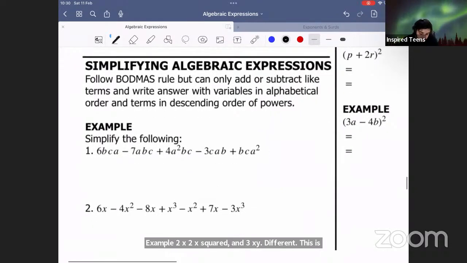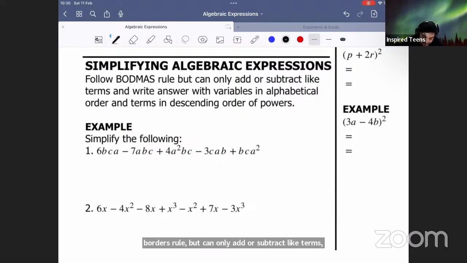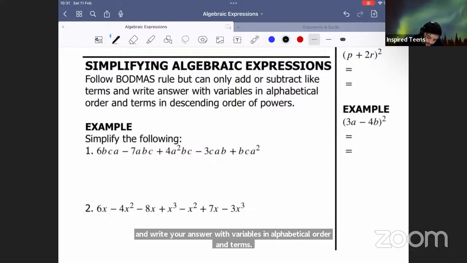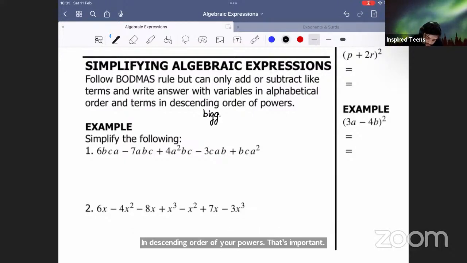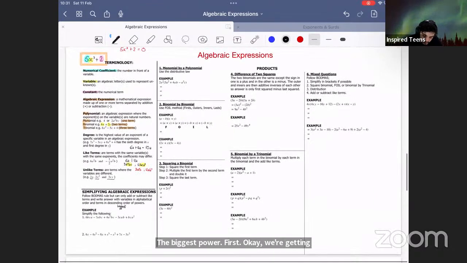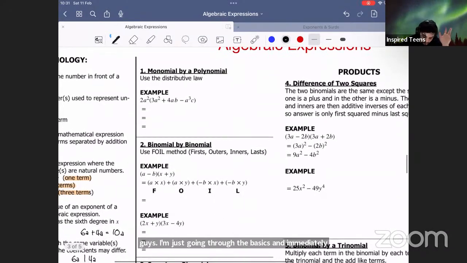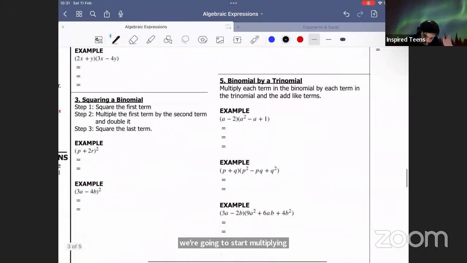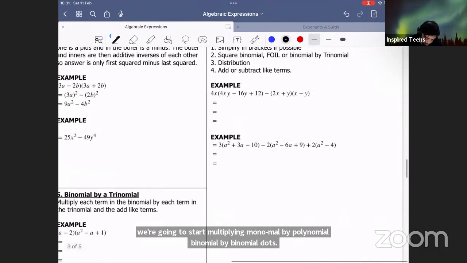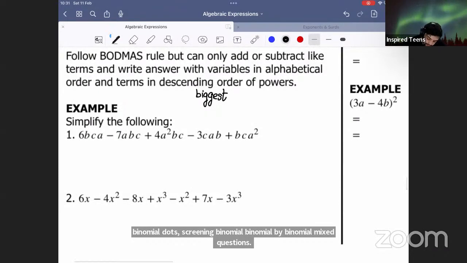Simplifying algebraic expressions, follow BODMAS, but you can only add or subtract like terms, and write your answer with variables in alphabetical order and terms in descending order of your powers. That's important. Descending order of your powers means you write the biggest power first. Okay, we're getting there, guys. I'm just going through the basics, and immediately we're going to start multiplying monomial by polynomial, binomial by binomial, squaring binomials, binomial by trinomial, mixed questions. We're getting there. I'm just starting off with basics. Biggest power first.